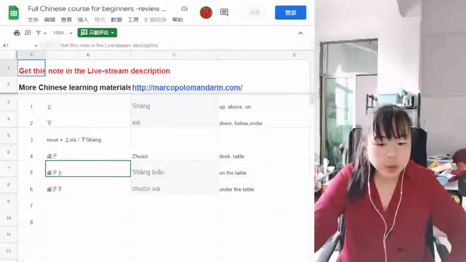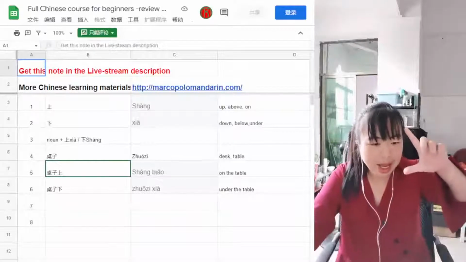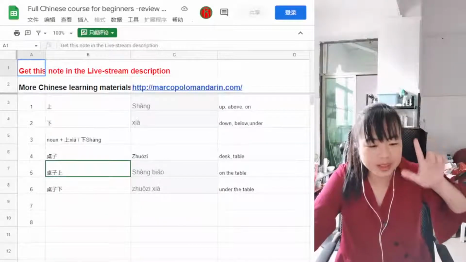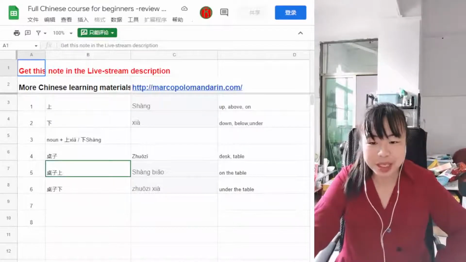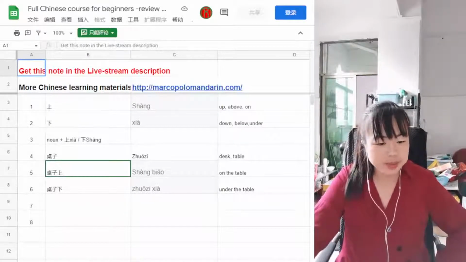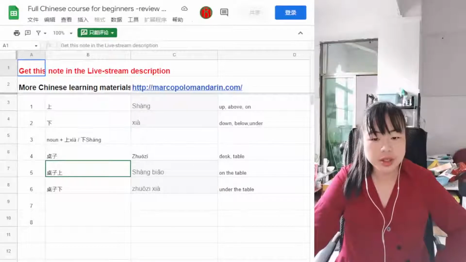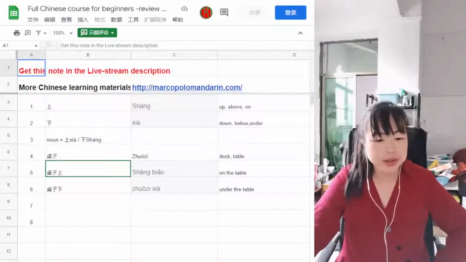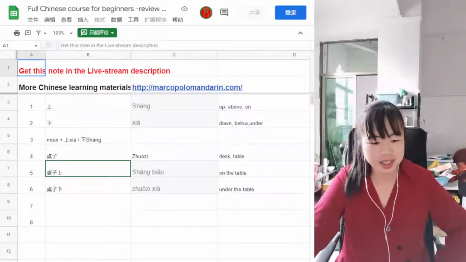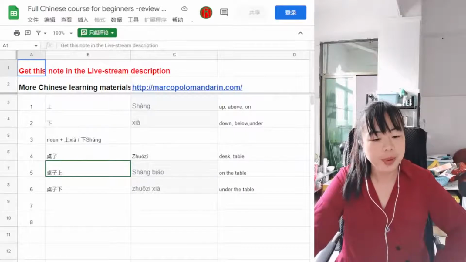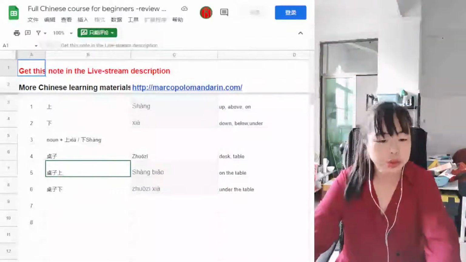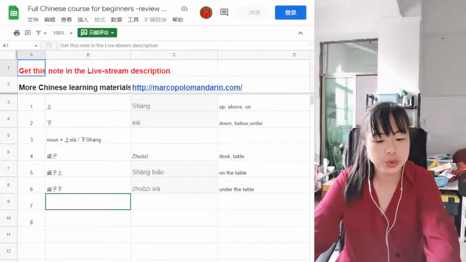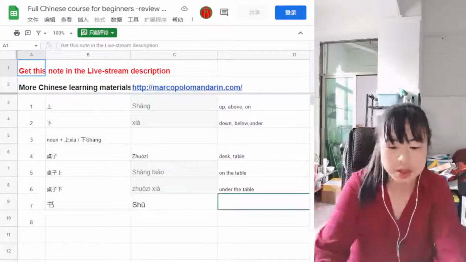好，桌子上, on the table. 桌子下, under the table. Okay, now let's move on. Do you still remember how to say book in Chinese? Book is 书. 书 means book.